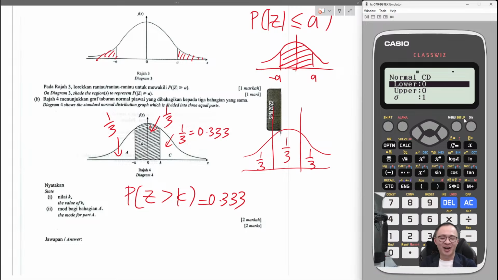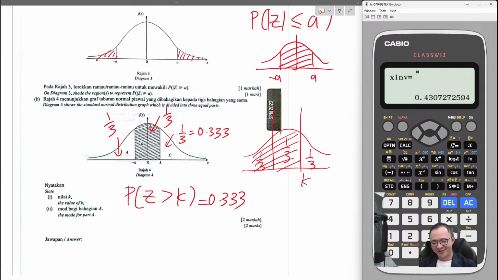Okay, inverse normal you have some trouble. Because inverse normal in this calculator can only go left hand side. That means the calculator can only go this part. So if you insert 1/3 into the calculator, you will get the wrong answer. Because you can see my shaded one is 1/3 plus 1/3, which is 2/3. Then I got my k answer. So k is 0.431. Done. Just type in the calculator, you get the k.